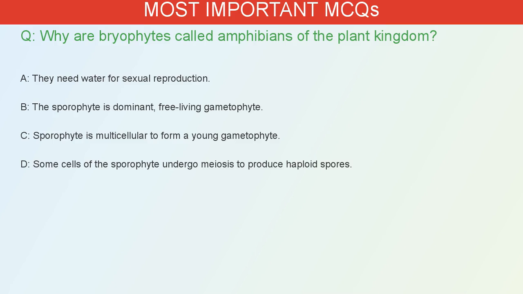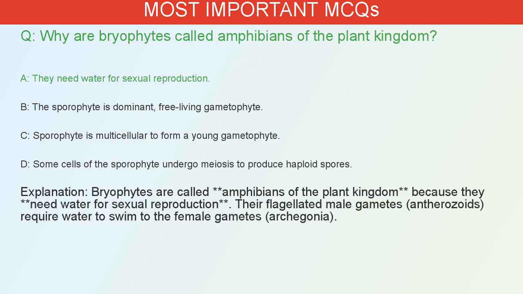Why are bryophytes called amphibians of the plant kingdom? A. They need water for sexual reproduction. B. The sporophyte is dominant, free-living gametophyte. C. Sporophyte is multicellular to form a young gametophyte. D. Some cells of the sporophyte undergo meiosis to produce haploid spores.